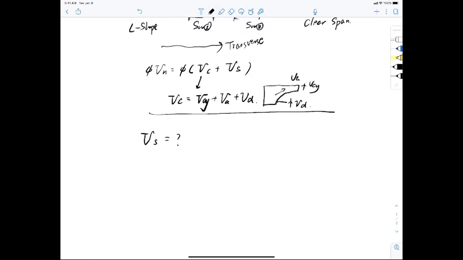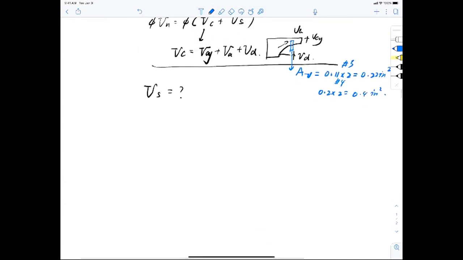Vs is the stirrups, right? Again, use this little chart to help you. I have one stirrup sticking out. What is the area for that stirrup? Av. For number three stirrups, how many legs do I have? Two legs, right? For number three, what is the area? 0.11 multiplied by 2, so what do I get? 0.22 inch squared. For number four, 0.2 multiplied by 2, what do I have? 0.4 inch squared. Number five, you can do yourself. Okay, number three, number four.